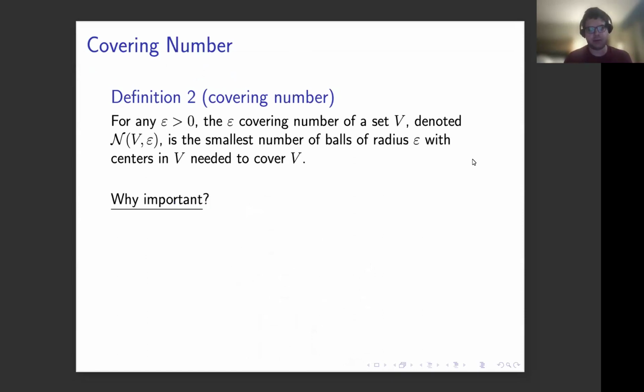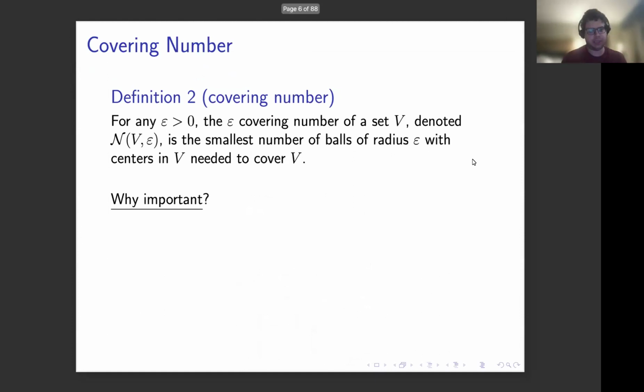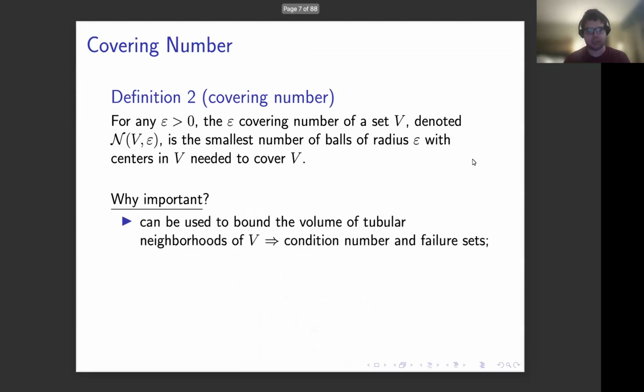And why are covering numbers important? Well, clearly they give some notion of the size of a set. So they can be used trivially to bound the volume of a set, right? The covering number times the volume of a radius epsilon ball is an upper bound on the volume of V. And actually, you can also bound the volume of tubular neighborhoods of V.